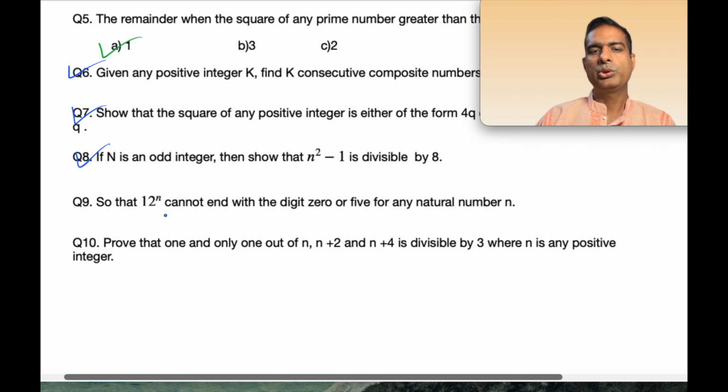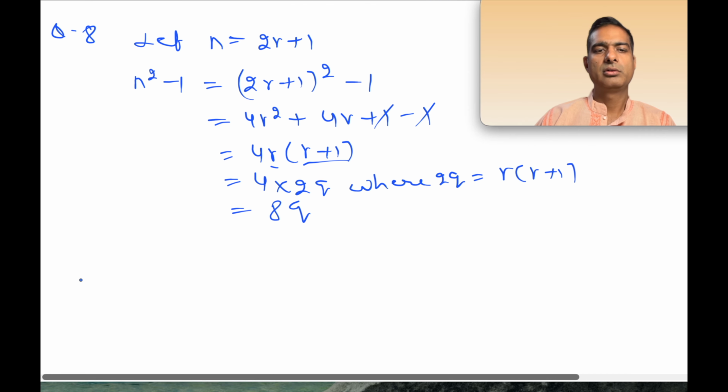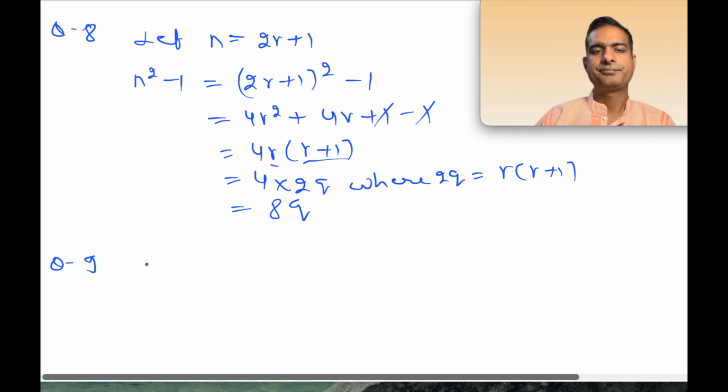Question number 9. Show that 12 to the power n cannot end with the digit 0 or 5 for any natural number n. So 12 to the power n cannot end with 0 or 5. If any number ends with 0 or 5, that number must be divisible by 5. And if any number is divisible by 5, then its prime factorization will contain at least one 5.